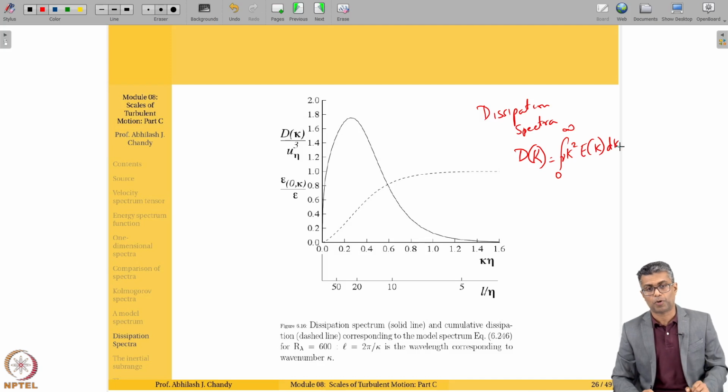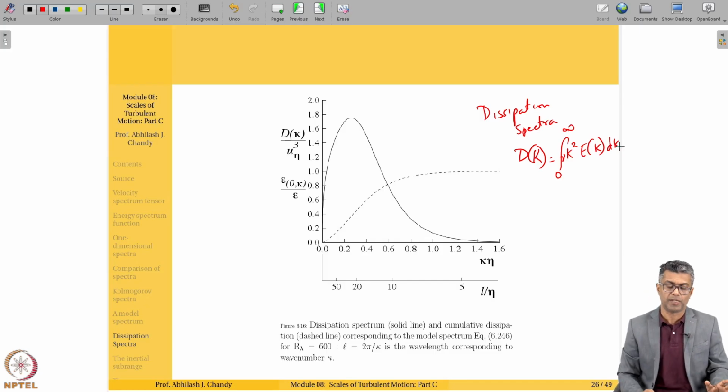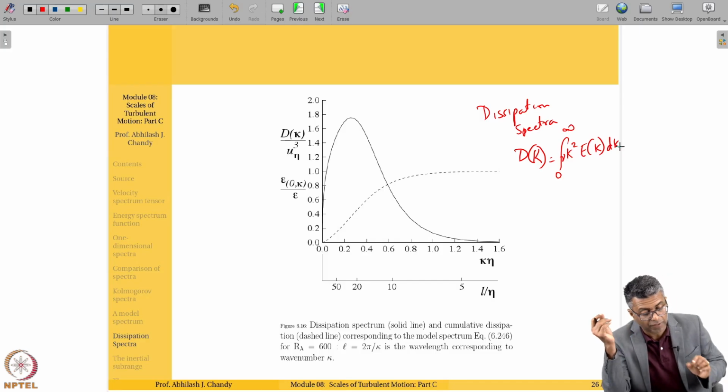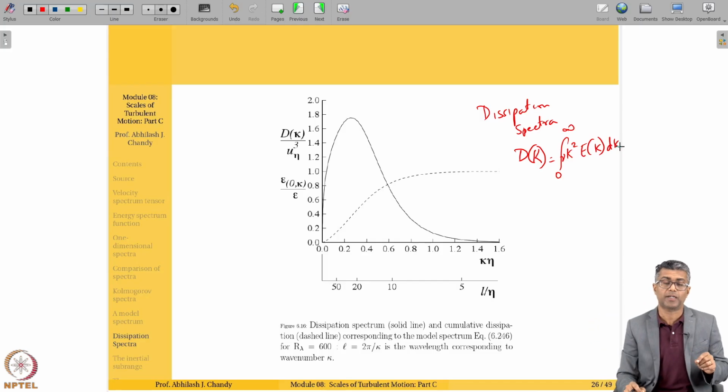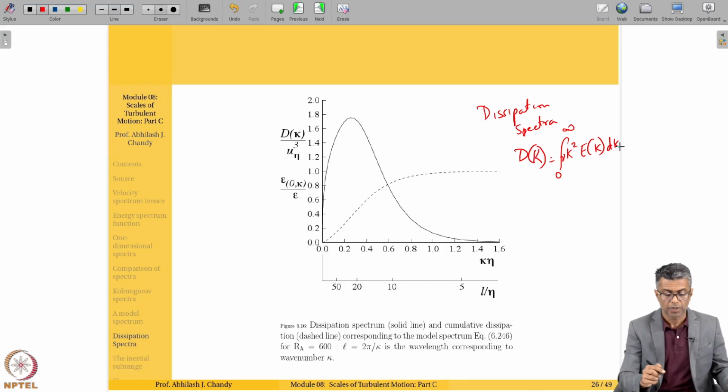Now a couple of things are plotted here. I see two curves. The solid line is the dissipation spectra scaled, purely to non-dimensionalize it. So I have the dissipation spectra normalized with u eta cubed. U eta is the Kolmogorov velocity, and the cube of that. So I have the solid line showing here. That is your dissipation spectrum.